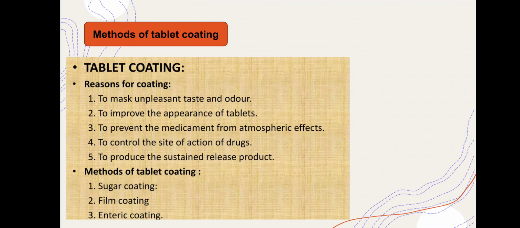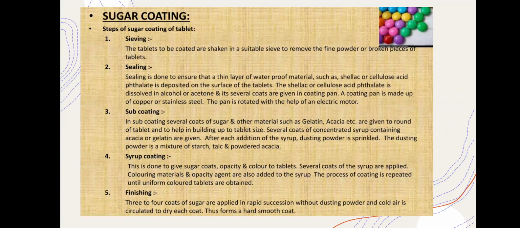Methods of tablet coating: different types of coatings are there. The main reasons for coating are to mask unpleasant taste and odor, to improve the appearance of tablets, to protect the medicaments from atmospheric effects, to control the site of action of the drug, and to produce a sustained release product. Then the different types of coating: sugar coating, film coating and enteric coating.